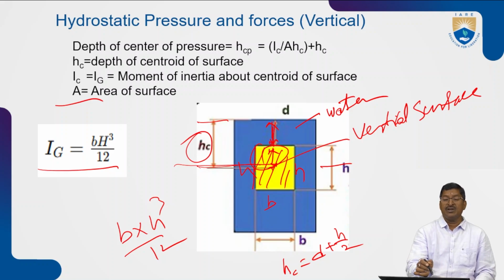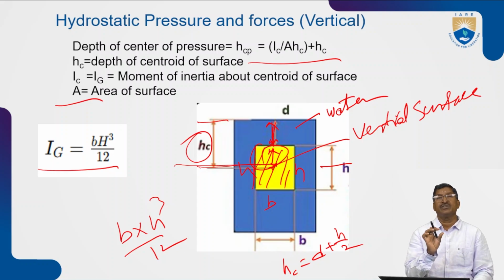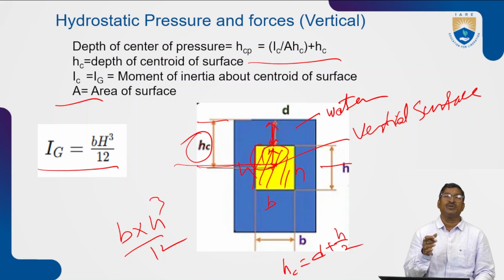The formula for the center of pressure is this one: Ic by A h bar plus h bar, that is Ic by A hc plus hc. Here hc is the depth of the centroid of the surface, Ig is the moment of inertia about the centroid, and A is the area of the surface.